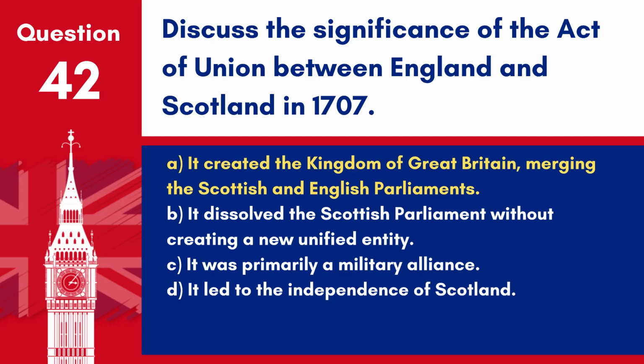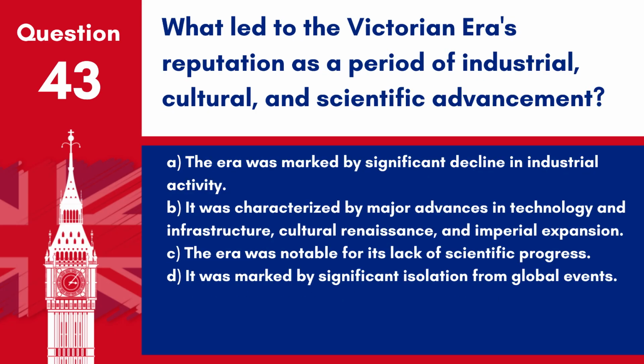Answer A. It created the Kingdom of Great Britain, merging the Scottish and English parliaments. The Act of Union was a significant political event that unified Scotland and England under a single parliament, influencing the political landscape of the island. Question 43. What led to the Victorian era's reputation as a period of industrial, cultural, and scientific advancement?